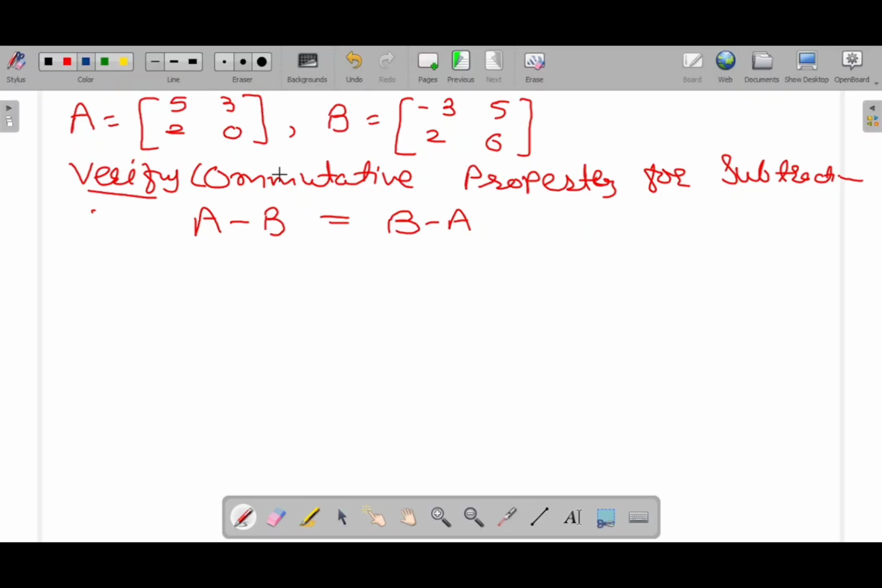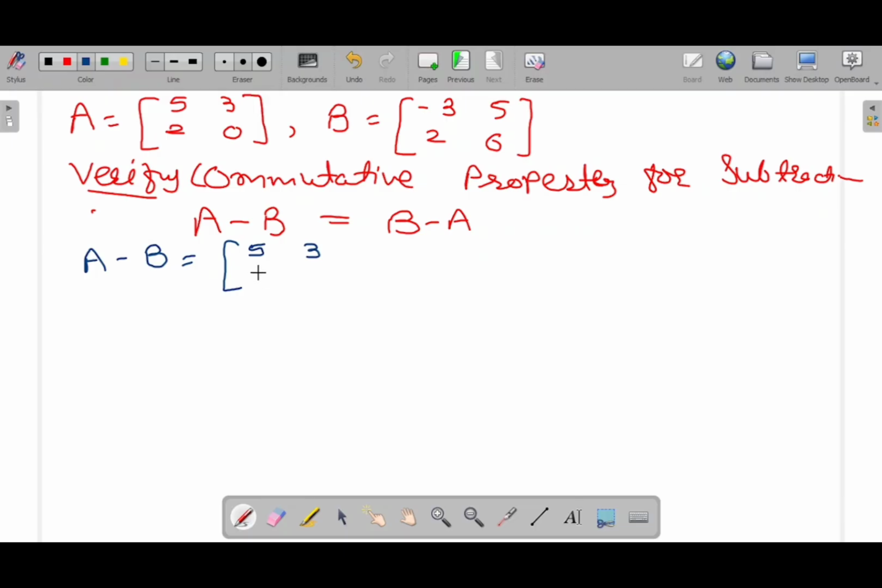Some of the students, those who have already done this chapter, may conclude that this is not equal. But please, please, please, whenever this kind of question is asked, check and then only conclude, because we can adjust some numbers in such a way that in some particular case A minus B can be B minus A, right? So we have to be cautious about it. Do not jump to the conclusion without any calculation. So first of all, we calculate A minus B.